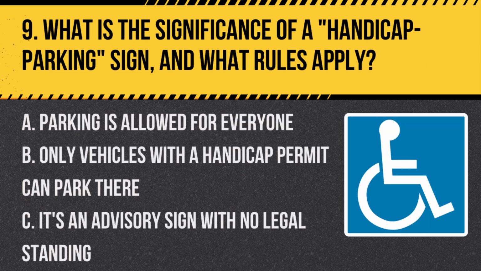Question 9. What is the significance of a handicap parking sign and what rules apply? A. Parking is allowed for everyone. B. Only vehicles with a handicap permit can park there. C. It's an advisory sign with no legal standing. Answer. B. Only vehicles with a handicap permit can park there. This sign reserves parking for people with disabilities.